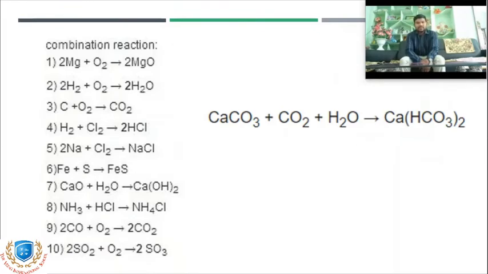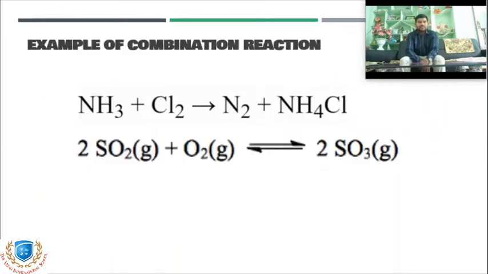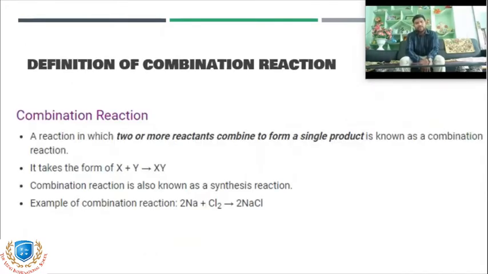In all these cases, what we observed is two elements combining together to form one single compound, or one element and one compound combining together to form one single compound, or two compounds combining together to form one single compound. Based on all these examples, we can clearly define chemical combination reaction: those reactions in which two or more substances combine together to form a single compound. Here I have written some examples of these reactions; please go through all of them.